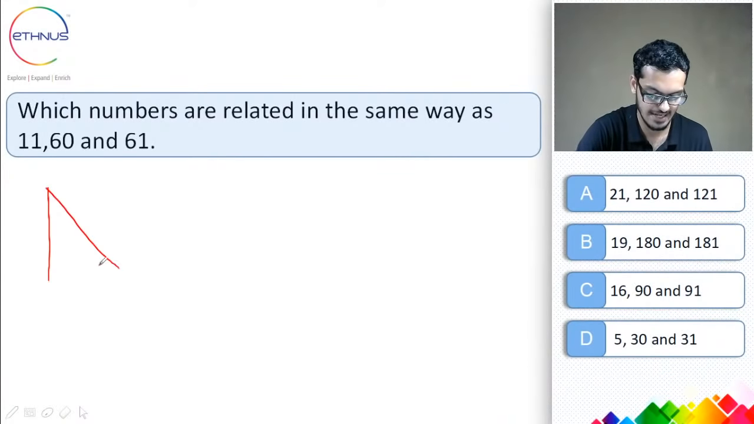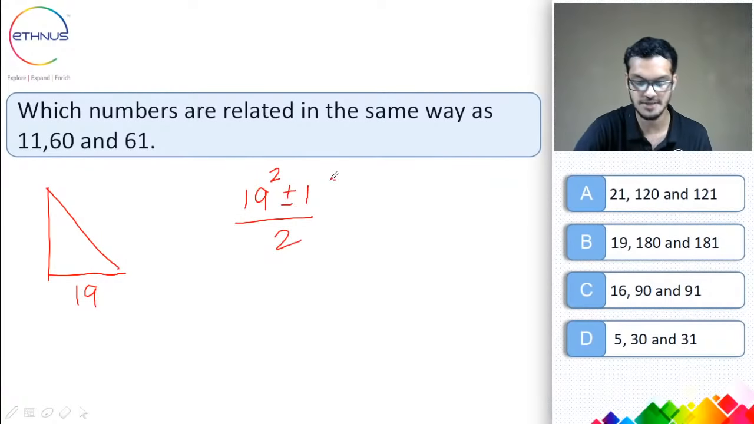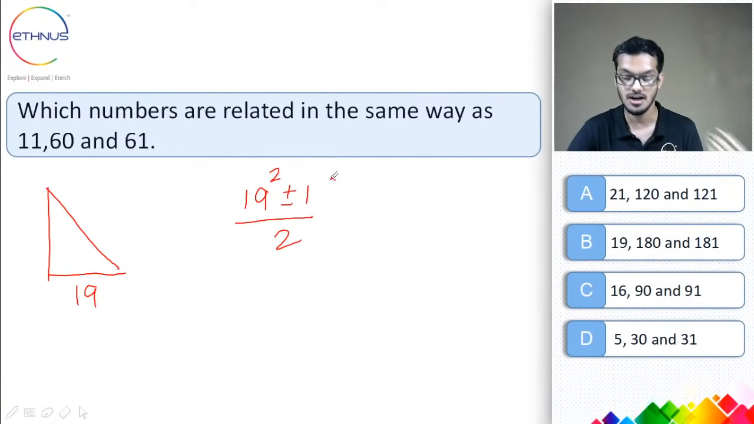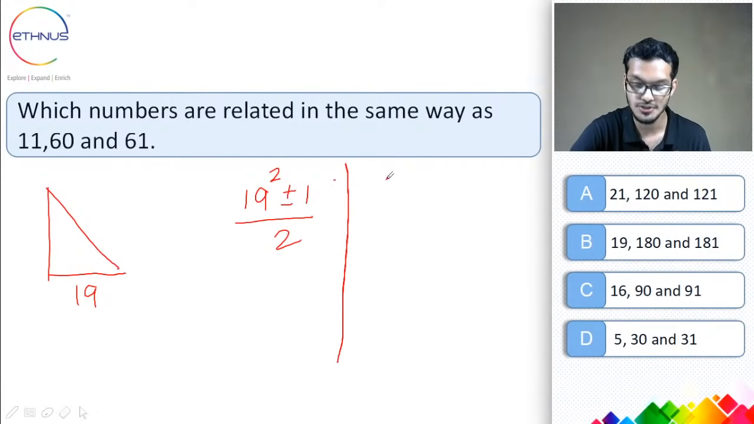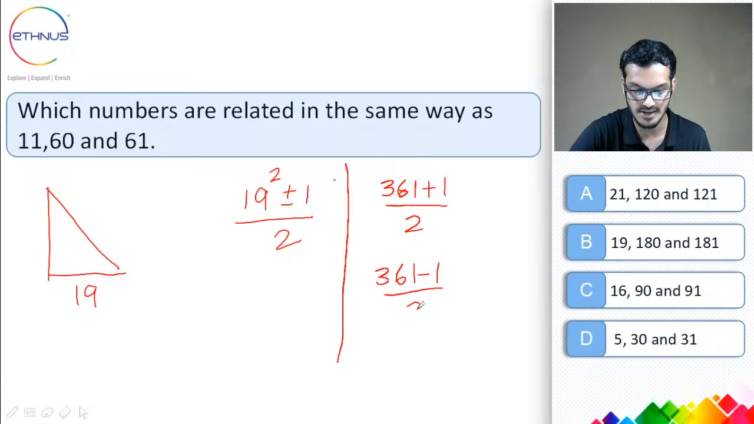You have one side of the triangle as 19. As I already told, you can square that number, plus or minus 1, divided by 2, and find out whether you are going to get the other two numbers or not. So 19 square is 361. One is 361 plus 1 divided by 2. Another one is 361 minus 1 divided by 2. So here you're going to get 360 divided by 2, which is nothing but 120, and I'm sorry, 180.